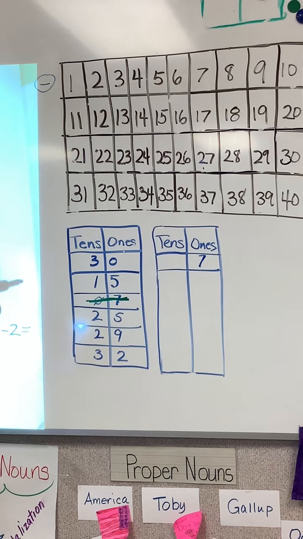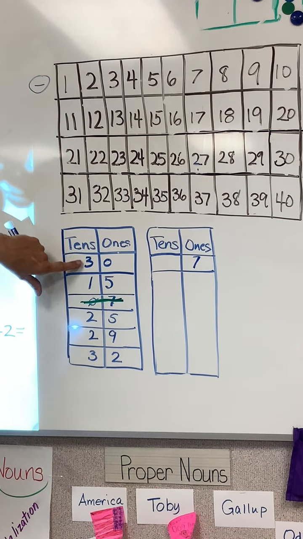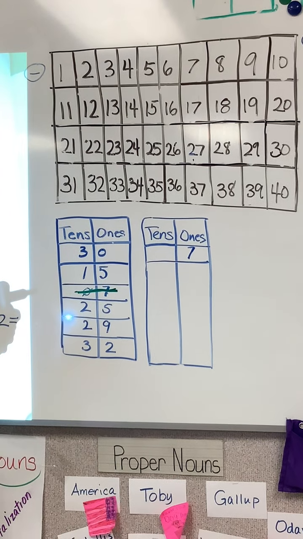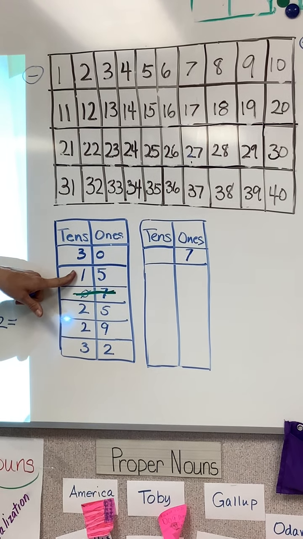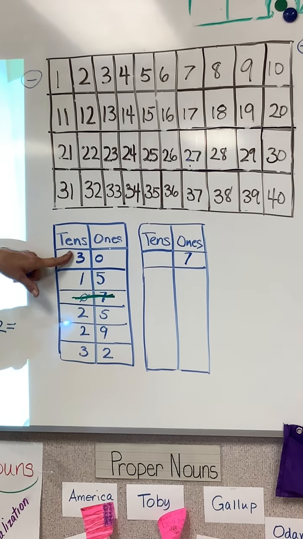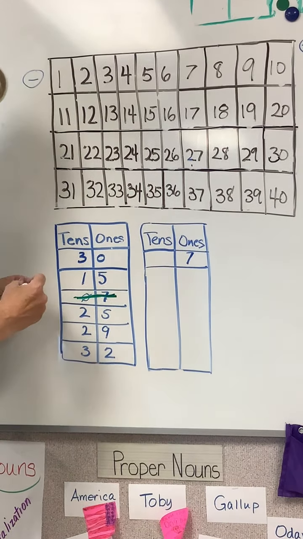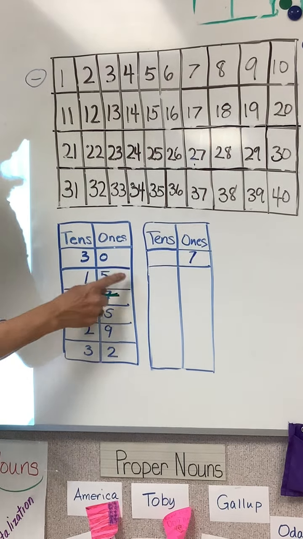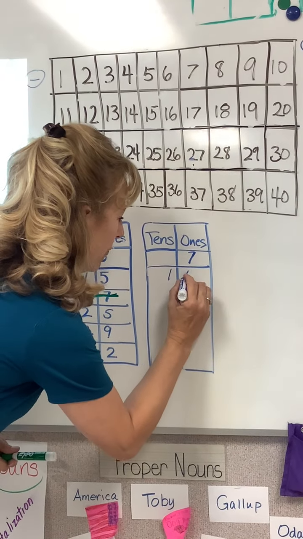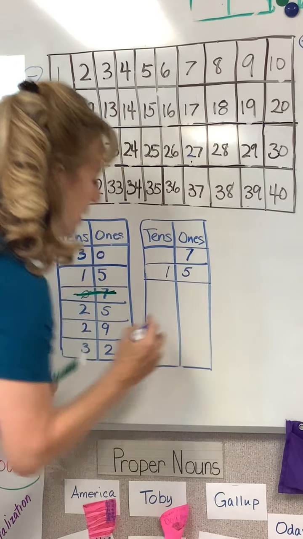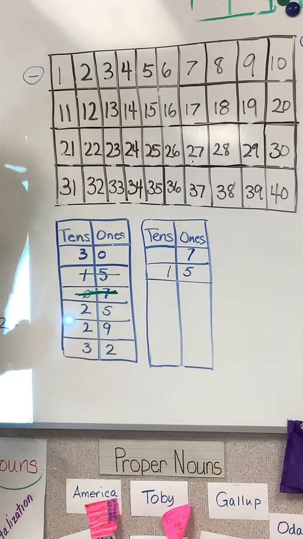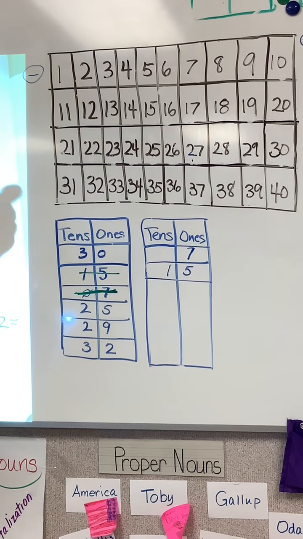Now let's look again. We have a 3, a 1, a 2, a 2, and a 3. Which one's the smallest one? It's the 1, isn't it? Because 1 is smaller than 2, and 1 is definitely smaller than 3. So 15 is our next number because that's the only one with a 1. So 1 and 5 is our next highest number. Let's cross that off.